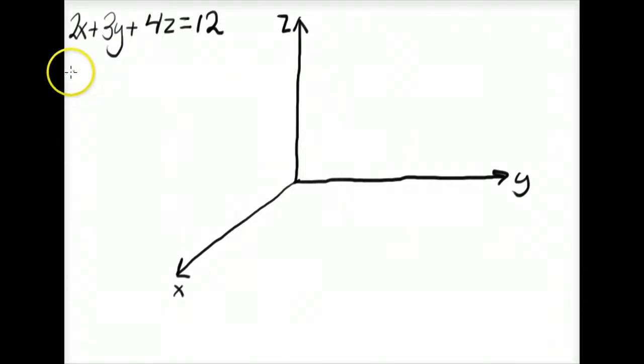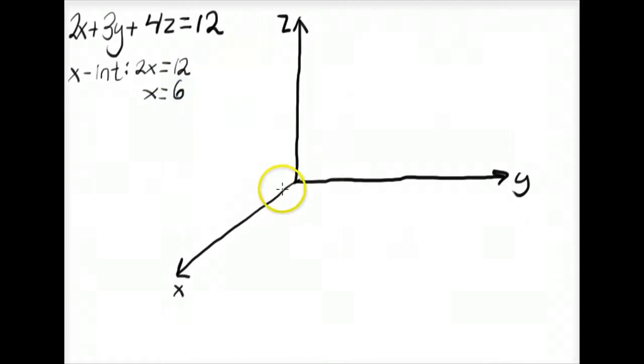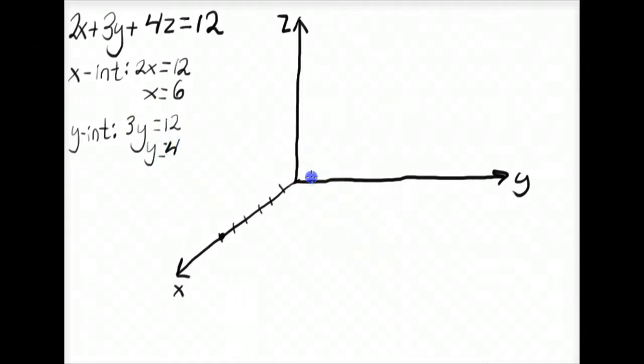So we're going to first find the x-intercept, which will be found when 2x equals 12, which means that x would equal 6. So we'll count 1, 2, 3, 4, 5, 6, and here will be the x-intercept. The y-intercept will be found when x and z are set equal to 0, so that will be just 3y equals 12, meaning y equals 4. So we'll count 1, 2, 3, 4, and have the y-intercept right there.